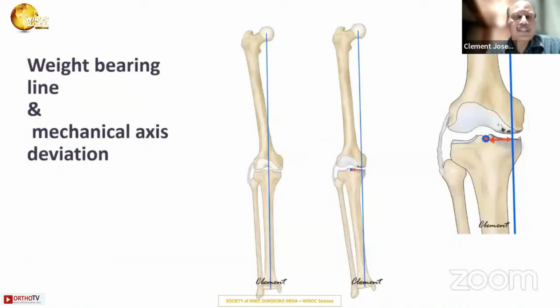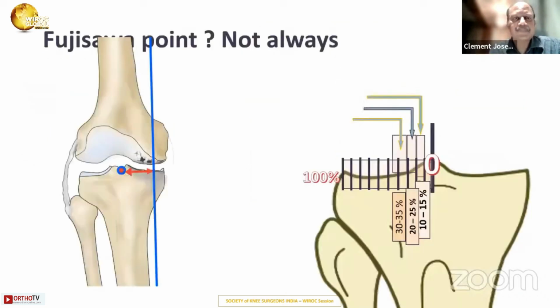Once again, from these X-rays, we should be able to calculate our weight bearing line and also the mechanical axis deviation. If it is more than 15 millimeters on the medial side or more than 10 millimeters on the lateral side, it is considered an abnormal mechanical axis deviation. And these knees will need correction, especially in the presence of arthritis and pain.